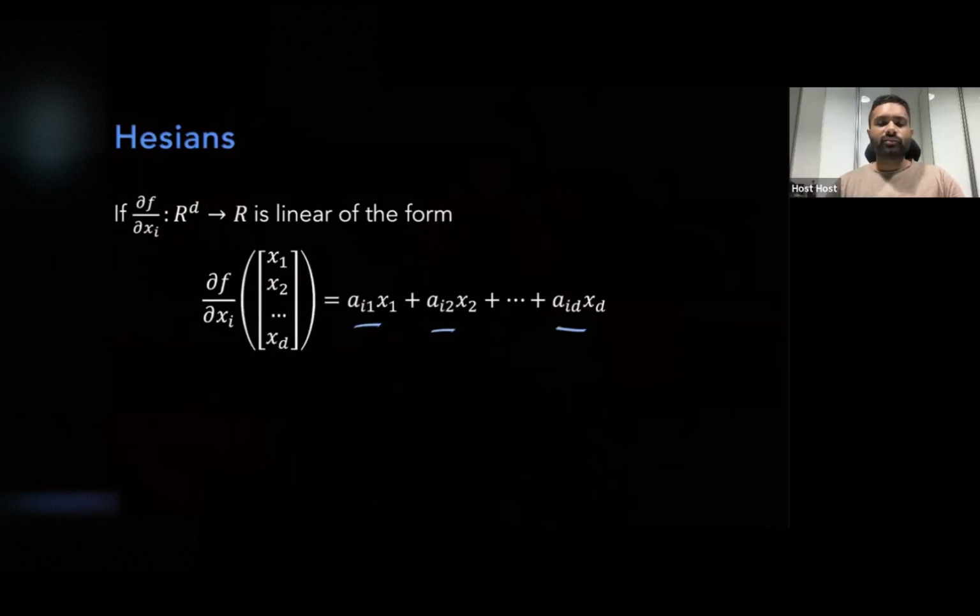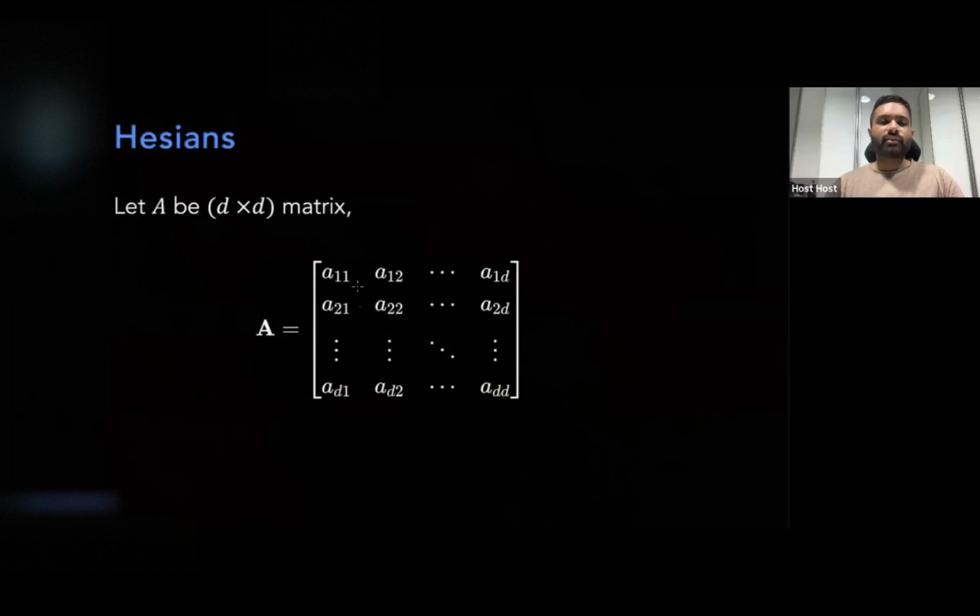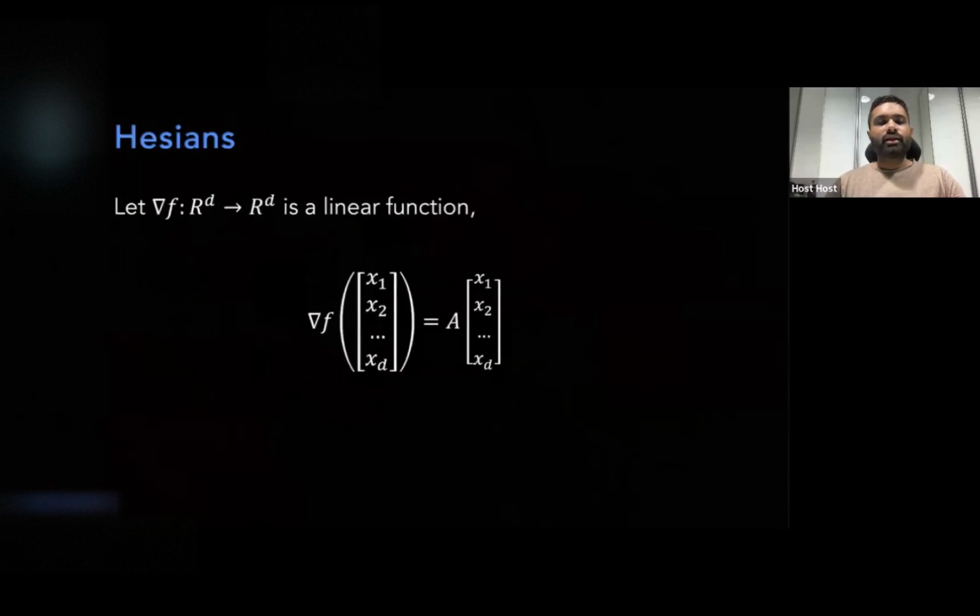If all such partial derivatives have this property, that the first derivative is of a linear form, then I can create a matrix A where I put the coefficients a11, a12, a1d, a21, a22, a2d, ad1, ad2, add, and all of them are entries corresponding to the double partial differentiation. And in terms of a linear function, the gradient of f outputs a linear function, which is A multiplied by a vector x. This is what I have assumed.